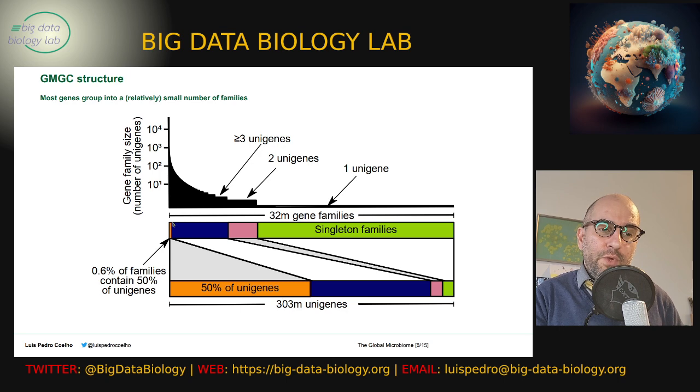And so we only need 0.6% of families, and they already contain about half of the unigenes. So half of these really come from diversification within a relatively small number of families. We're talking about 0.5%, but of 30 million. So we're still talking about hundreds of thousands. But it's mostly diversification within existing families rather than a lot of different functions and a lot of completely novel structures.